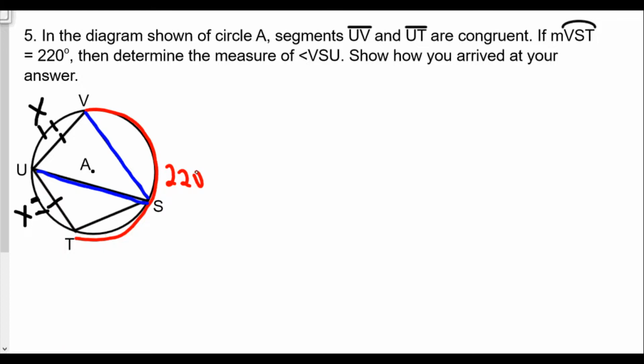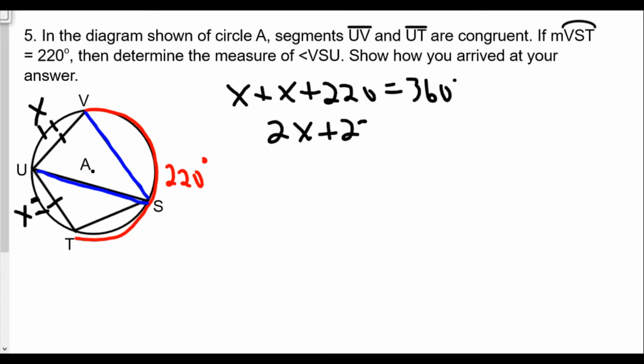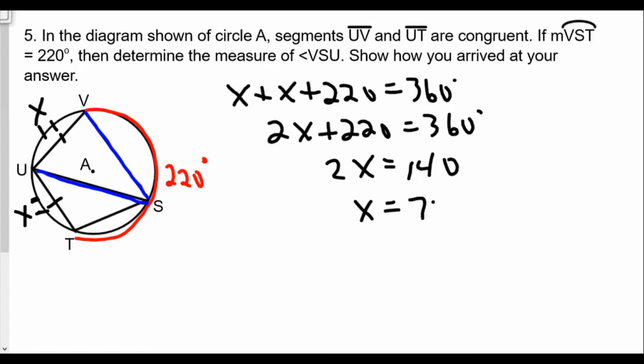and the measure of arc VST is 220. The 3 arcs make up the entire circle, so we get x plus x plus 220 equals 360 degrees, or 2x plus 220 equals 360 degrees. 2x is equal to, subtracting 220 on both sides, 140. Therefore, x is 70, so one arc measure is 70 degrees. So here is 70 degrees, and this is 70 degrees.